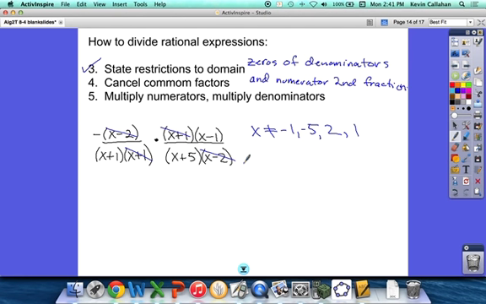Let me write it like this first. This equals negative x minus 1 divided by x plus 1 times x plus 5. Now, the minus, could you distribute that? Sure, you could make that negative x plus 1, which would be 1 minus x. You get back to that same reverse order, but it doesn't matter. So cancel the common factors, multiply numerators, multiply denominators.